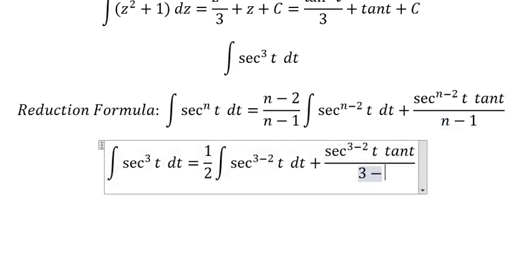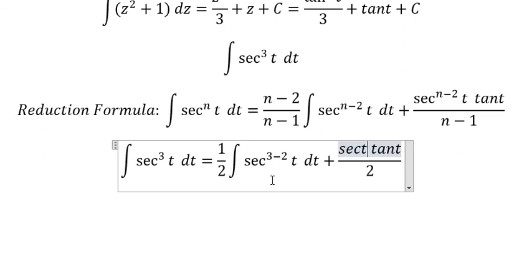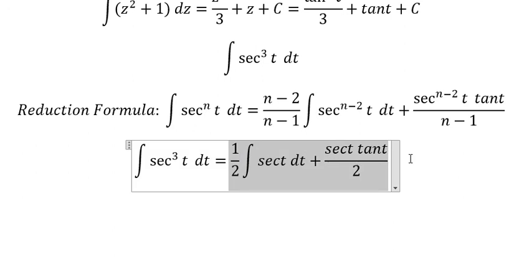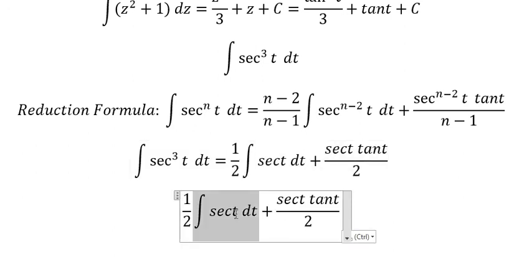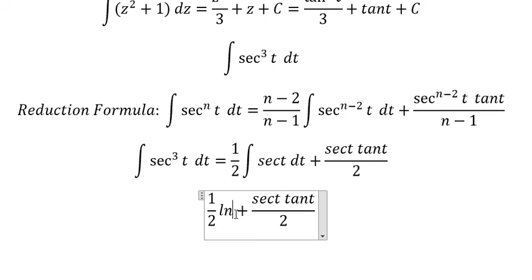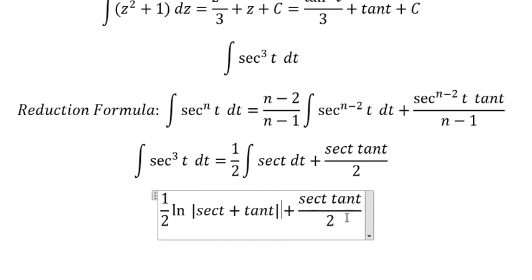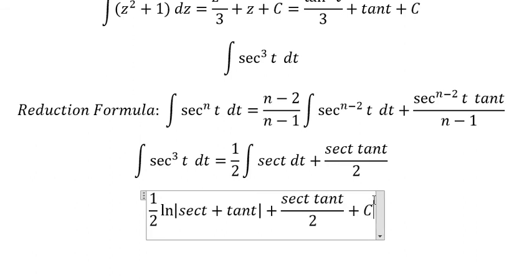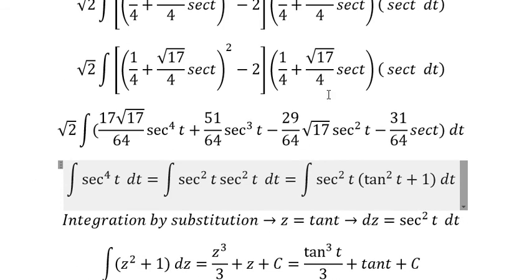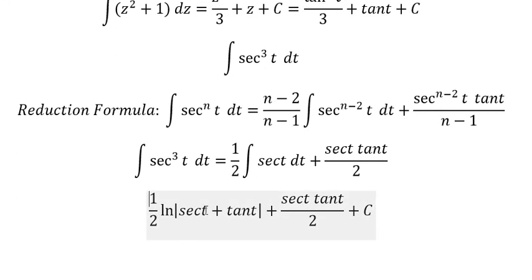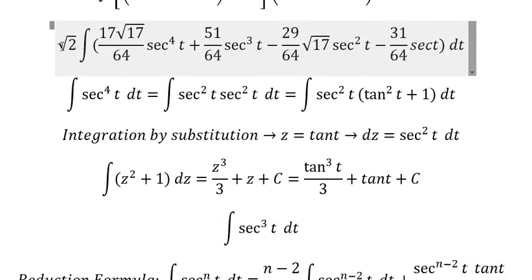So you got 3 minus 1. So you got number 2. And this is secant of t. This one you got secant of t. The integral of this one you got ln of the absolute value of secant of t plus tan t, and we put c in here. Now the integral of secant of t squared you will got tan t. The integral of secant of t you will got similar to this one. Now we combine everything in here.